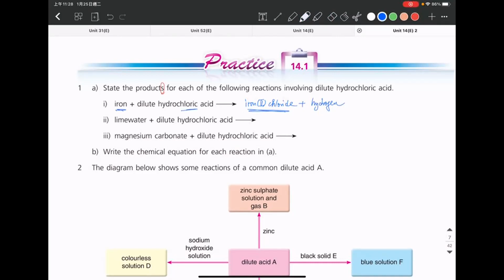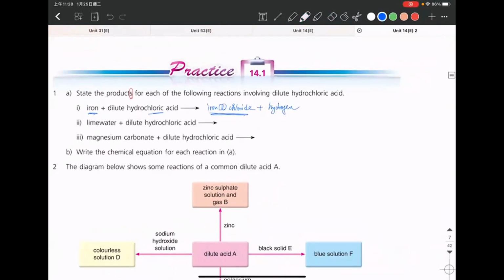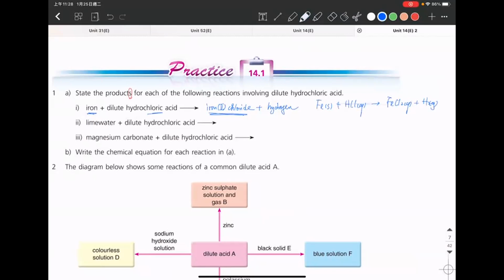So the equations, could you please write down the chemical equations together? Iron reacts with HCl to form iron(II) chloride and hydrogen gas. So this is the equation.